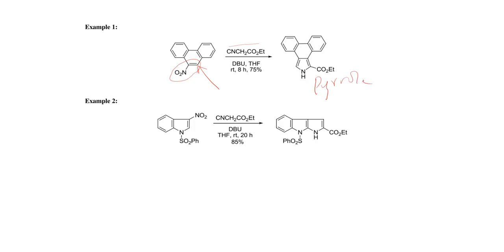If we talk about the second example, it is also nitroalkene, and when nitroalkene reacts with the alpha cyanoester, it will attack at this position, at the Michael acceptor position, and then the cyclization takes place and aromatization through tautomerism. So this type of pyrrole will be the final product. So it is a substituted pyrrole.